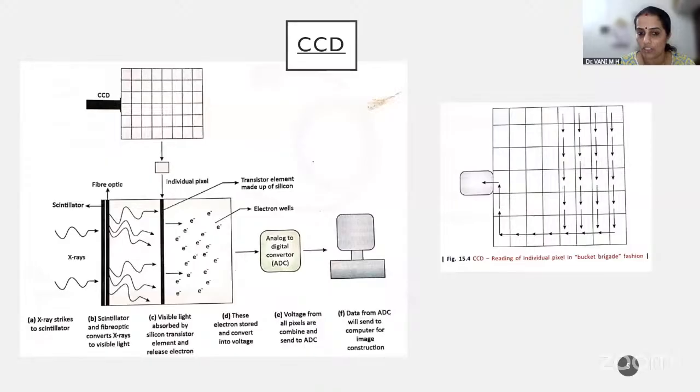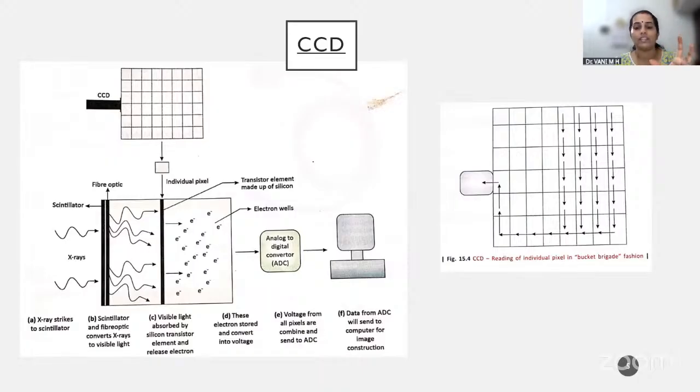Once they take up the energy, the electrons get held up, or the density of the electrons trapped within the electron well corresponds to the density of the X-rays falling on it. Then they are fed to an analog to digital converter, the ADC. The voltage is read in a bucket brigade fashion in CCD. So that is the main key highlight point that you need to add.